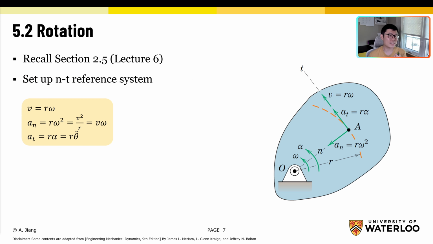To study fixed axis rotation, we need to use the n-t coordinate system. The fixed point O is naturally the center of the curvature, which will give us the radius r. Then everything can be calculated accordingly. v equals r omega, the tangential acceleration is r alpha, and the normal acceleration is r omega squared, or v squared over r. And this v here is the tangential velocity. That's how tangential velocity and normal acceleration are related.